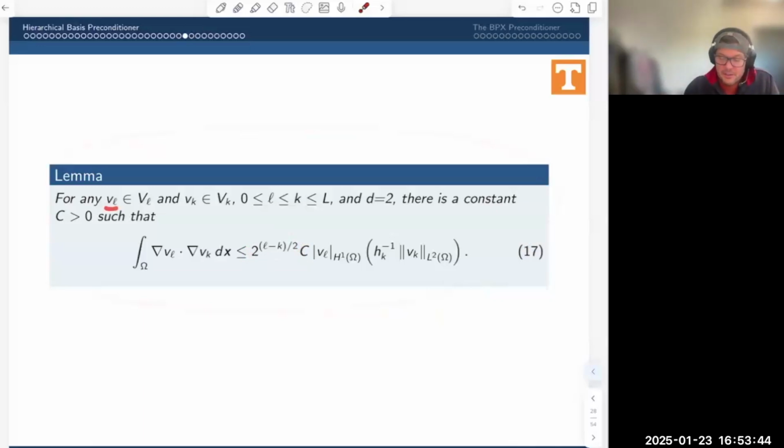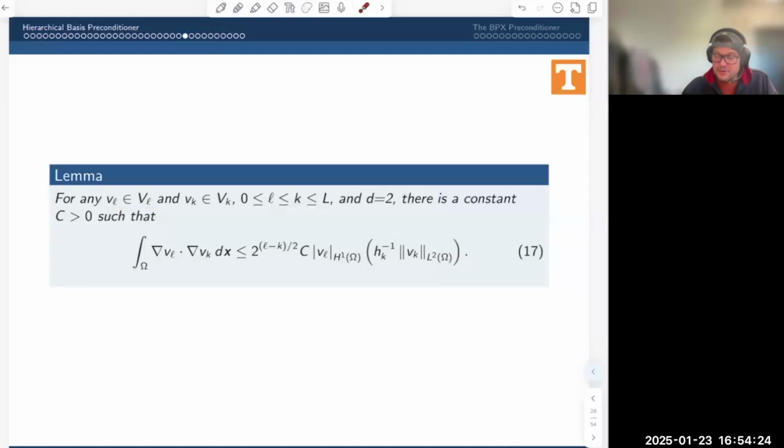Suppose that v_L is in capital V_L, so that's one finite element space, and v_k is in another finite element space, where 0 is less than or equal to k, which is less than or equal to L. So this guy is the finer space here. This is a coarse finite element space. So I'm comparing two different functions at two different levels on the hierarchical mesh. Okay. So one is from the fine level space, relatively speaking, V_k, and one is on the coarse level V_L, relatively speaking.